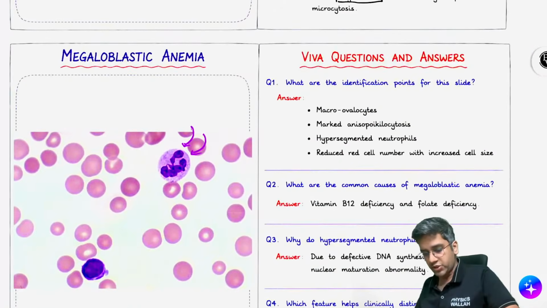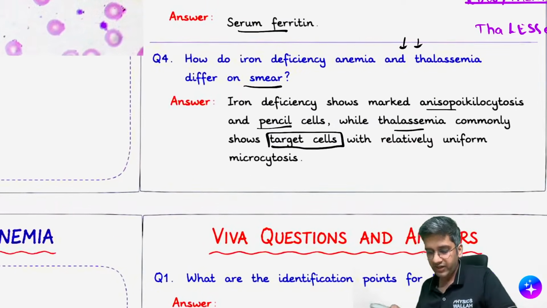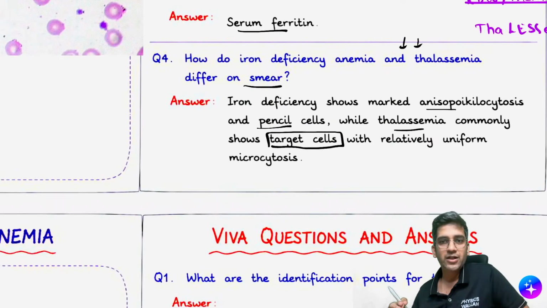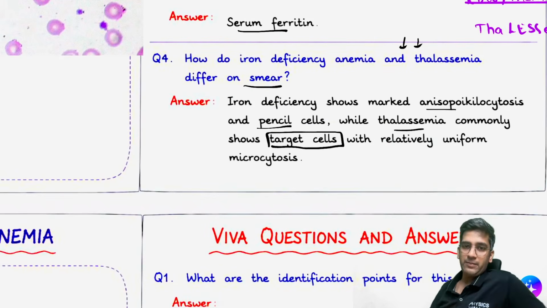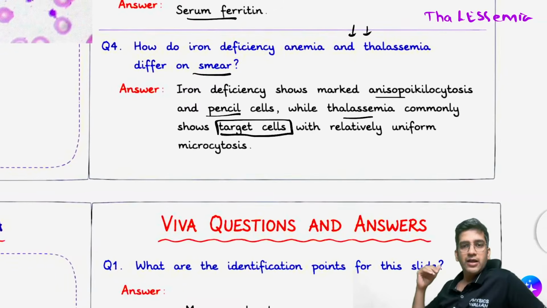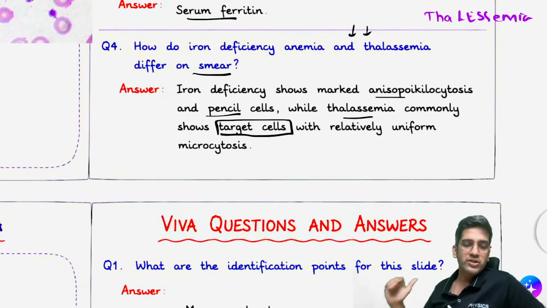So now let's go back to the Viva questions. You're going to answer that, right? What are the identification points in a slide for us to call it a megaloblastic anemia, right? I have hidden the answer. I want you guys to tell the answer. Then let's go and look at the answer. Identification points for me to call it a megaloblastic anemia. 2, 3 is more than enough for me.